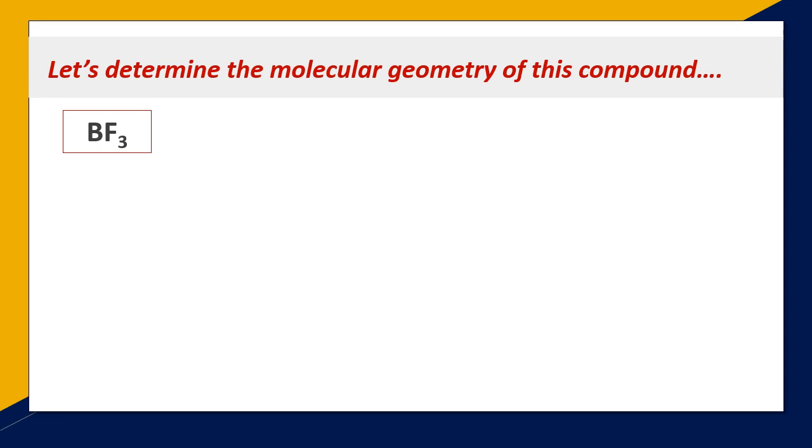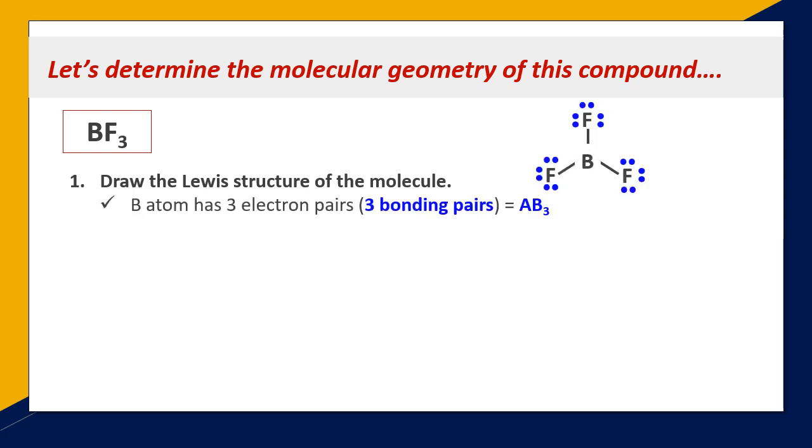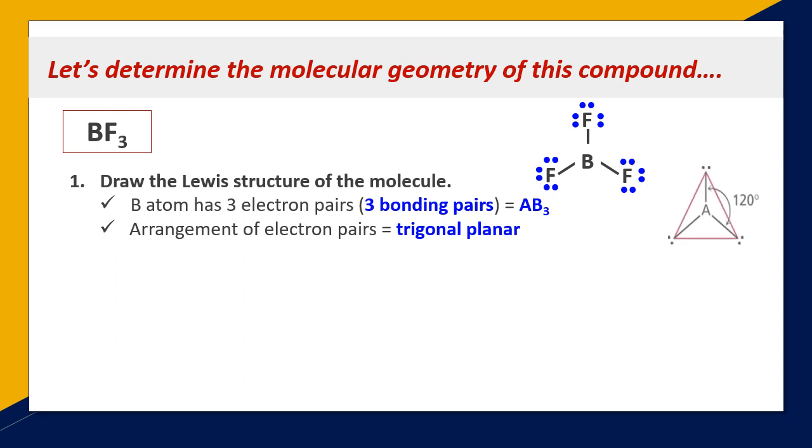The next example is boron trifluoride. First step, draw the Lewis structure of the molecule. In the Lewis structure, we can identify the 3 electron pairs that surround the boron atom, whereas all 3 electron pairs are bonding pairs. All the 3 bonding pairs are arranged in trigonal planar.